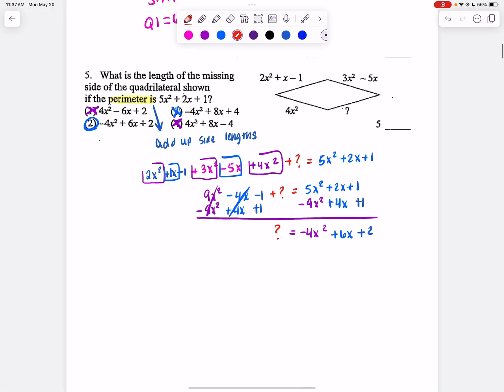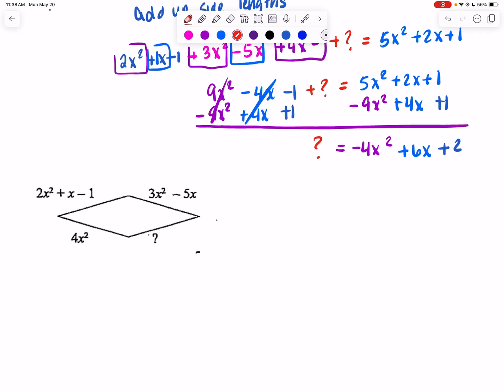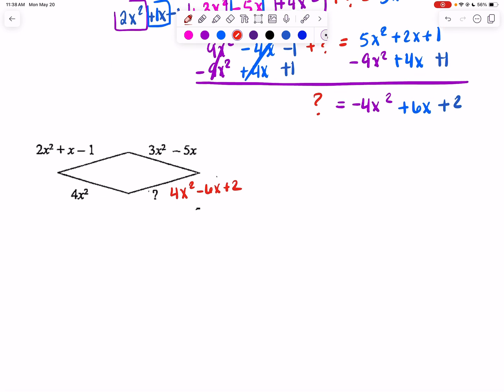Now, pretend that I wasn't sure what to do. I could use my answer choices to help me out. So I'm going to try it out on a wrong answer first and then show you how it works with the correct answer. So pretend I thought it was choice 1, 4x squared minus 6x plus 2. I'm going to put a 4x squared minus 6x plus 2 here. And what I'm going to do is find the perimeter of this image, which is when I add up all those side lengths. So perimeter equals 2x squared plus 1x minus 1 plus 3x squared minus 5x plus 4x squared minus 6x plus 2 plus 4x squared. Now it looks crazy because it is.